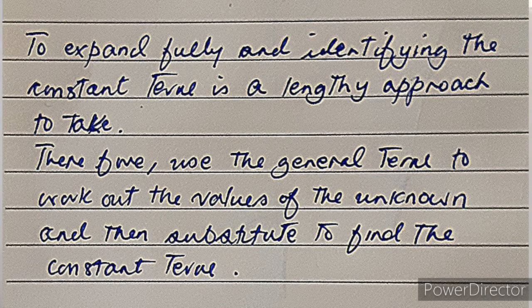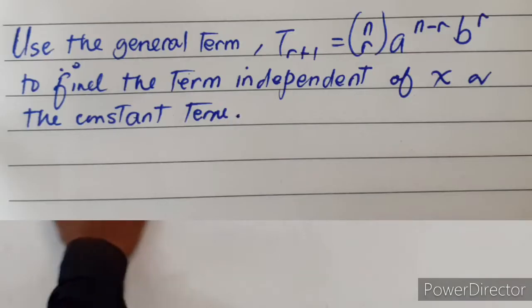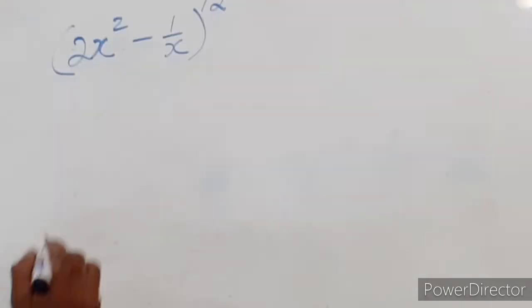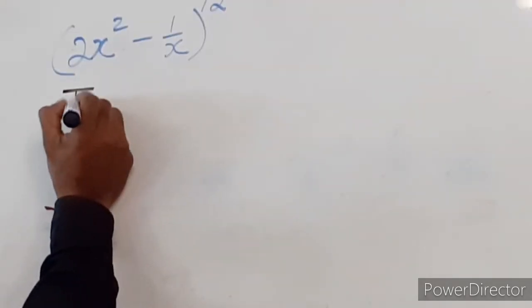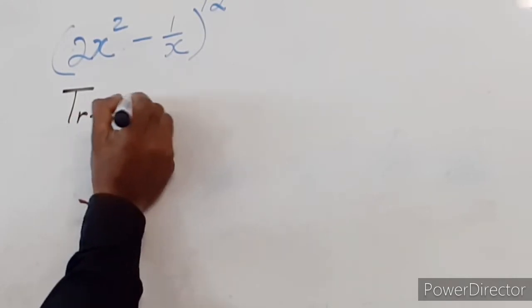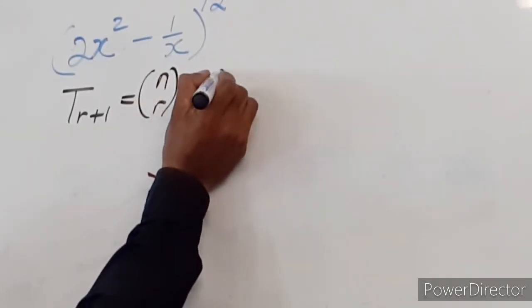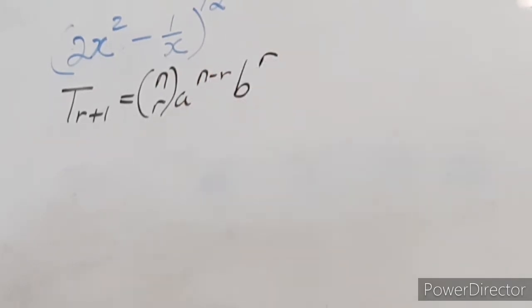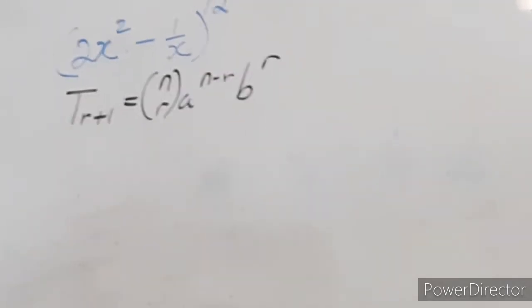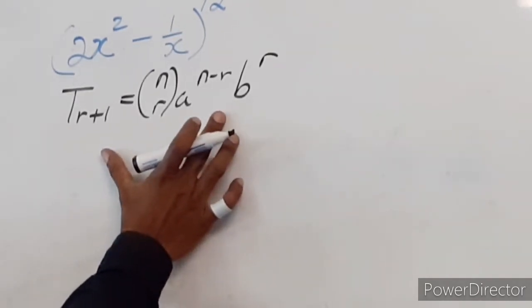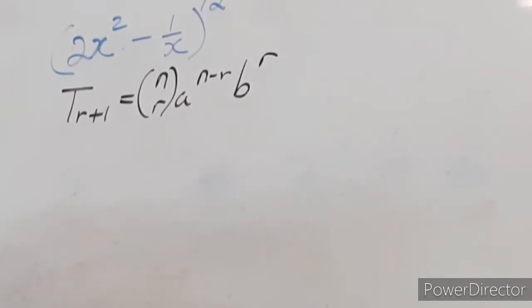One approach you can take is using the general formula. The general formula is T_(r+1) is equal to n on r, a to the power of n minus r, b to the power of r. This is the general formula for a binomial series or binomial expansion. With this formula, I will now extract values and then do the substitution.